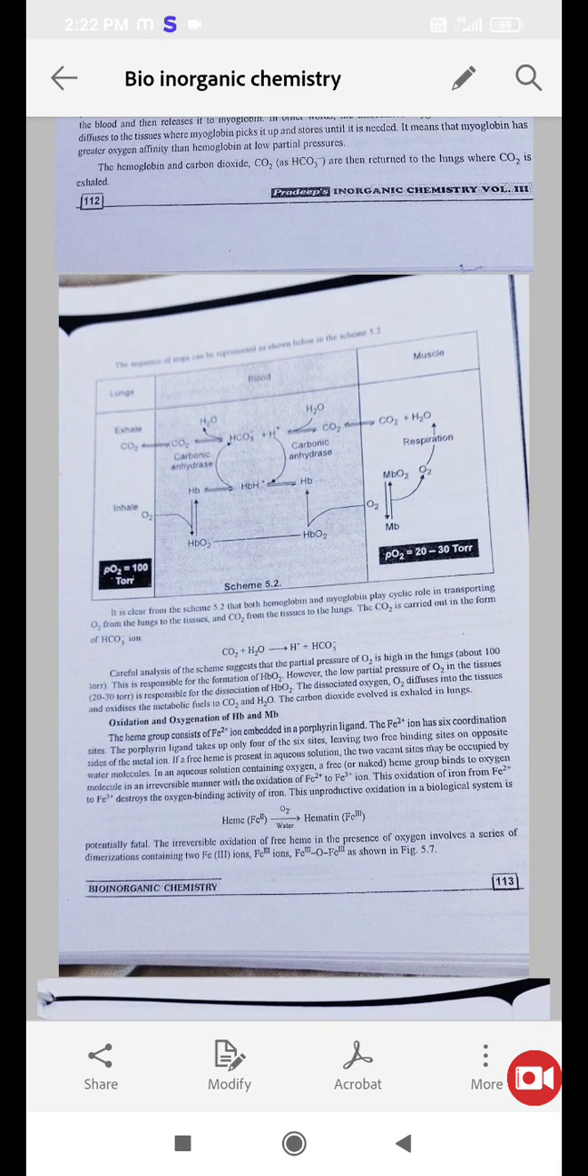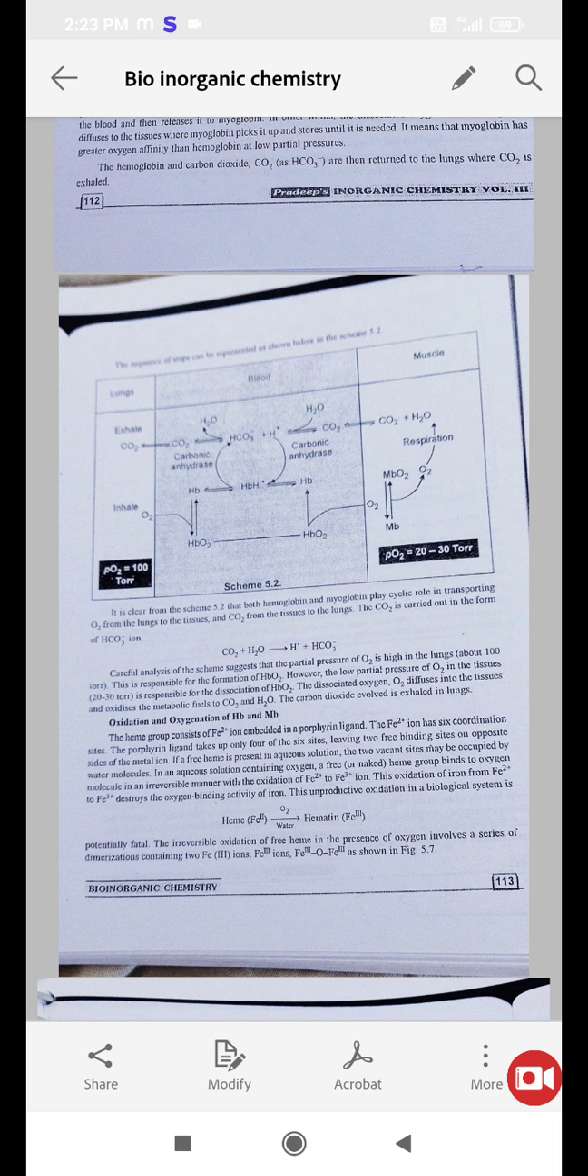It is clear from scheme 5.2 that hemoglobin and myoglobin play a cyclic role in transporting oxygen from the lungs to the tissue, and carbon dioxide from the tissue to the lungs. The carbon dioxide is carried in the form of HCO3 negative ion.